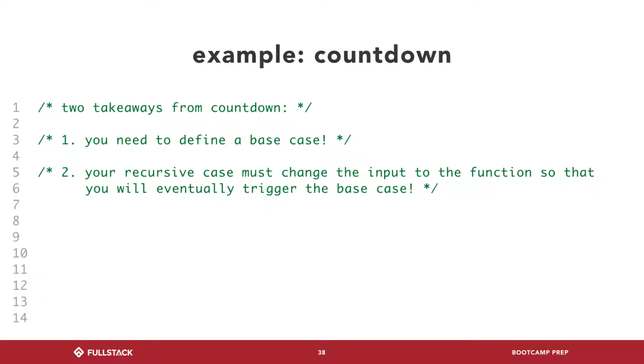So the two takeaways: we need a base case, and we must be getting closer and closer to hitting the base case with each successive run of a recursive function.